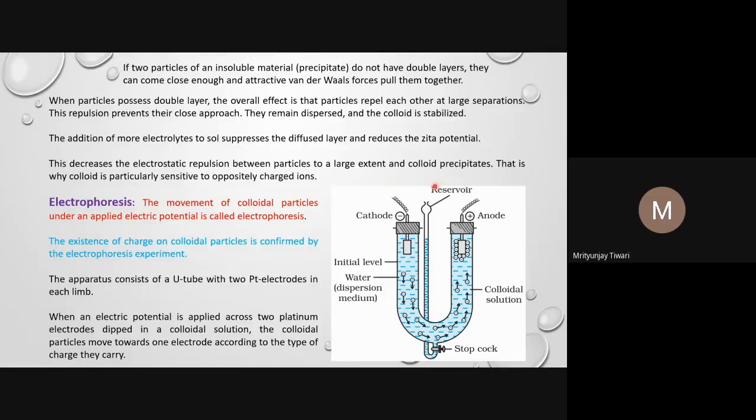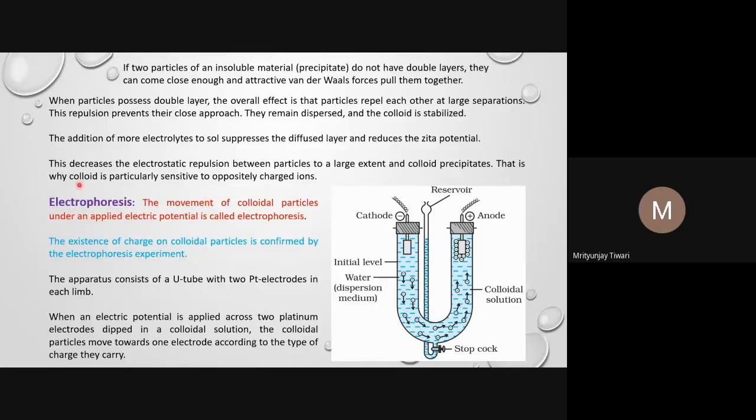That is why a colloid is particularly sensitive to oppositely charged ions, and this will mostly happen if the counter ions move further. So how does this suppression happen? The addition of a large quantity of electrolyte suppresses the diffuse layer. You can think about this.